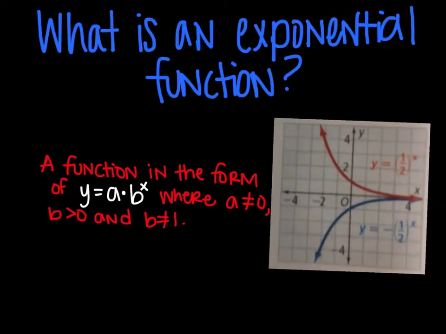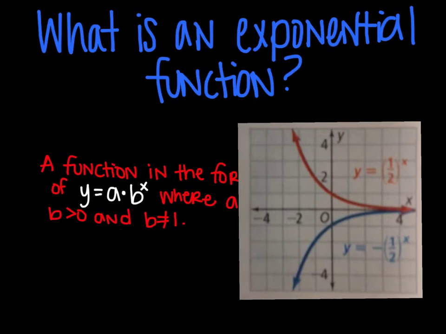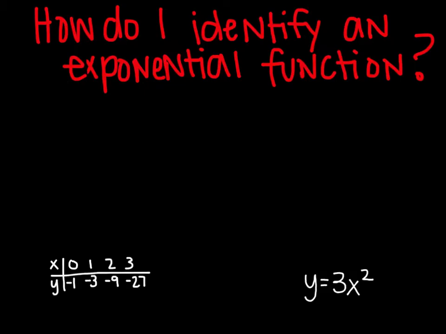Here are two examples of what these kinds of graphs will look like. I apologize, it's a little bit blurry, but in red you can see y equals (1/2)^x will look like this, and then y equals -(1/2)^x will look like the blue line there.